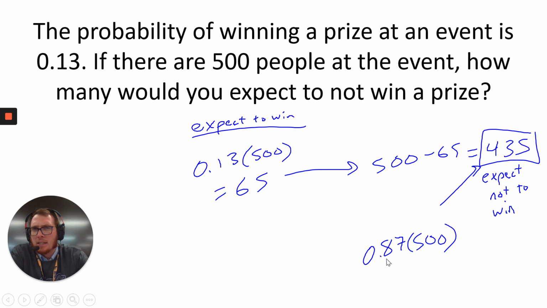It's kind of like the discount versus amount paid situation. And that would be 0.87 or 87% of 500. And that would get me 435 as well. Either of these options work great in order to figure out how to find that answer.